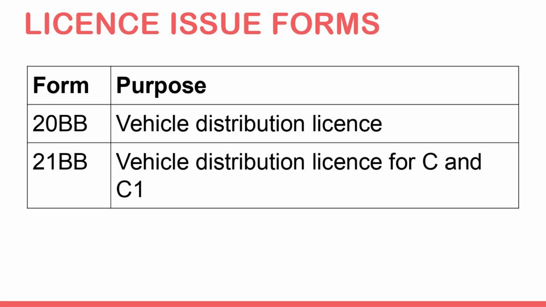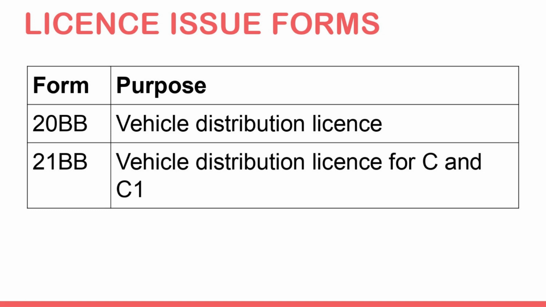The word bubbles contains two B, and you relate the word vehicle with motor vehicle. If it is 20BB, it is the license for selling drugs from a motor vehicle. And if we want to distribute drugs specified in Schedule C and C1, the license can be obtained in form number 21BB. That is, 21BB is related to Schedule C and C1 drugs.